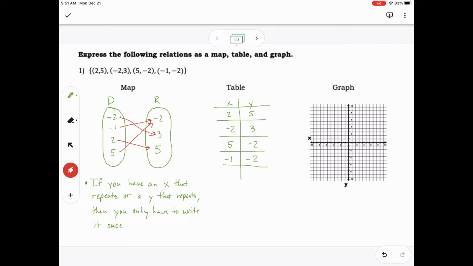The last one, you must graph the points on a coordinate plane. For 2, 5, start at the origin, then go 2 units to the right because 2 is positive in our x, then up 5 because 5 is positive in our y.